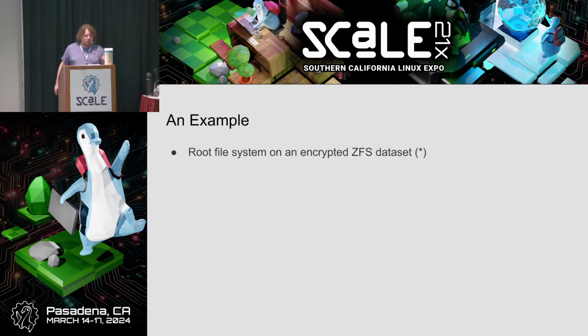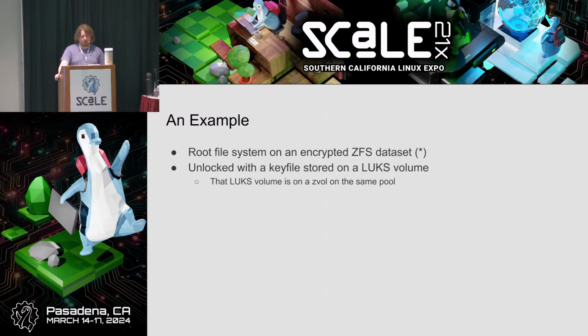So, on one of my servers, I have a root file system that is encrypted with ZFS native encryption. There's an asterisk there because I don't necessarily recommend ZFS encryption, but I'm using it because I can, knock on wood. This ZFS dataset is unlocked with a key file that is stored on a LUKS volume. That LUKS volume is actually stored on a zvol on the same pool. So you've got a virtual block device which exists in your ZFS pool, which contains a LUKS volume that gets decrypted, and then that is used to decrypt the ZFS dataset.